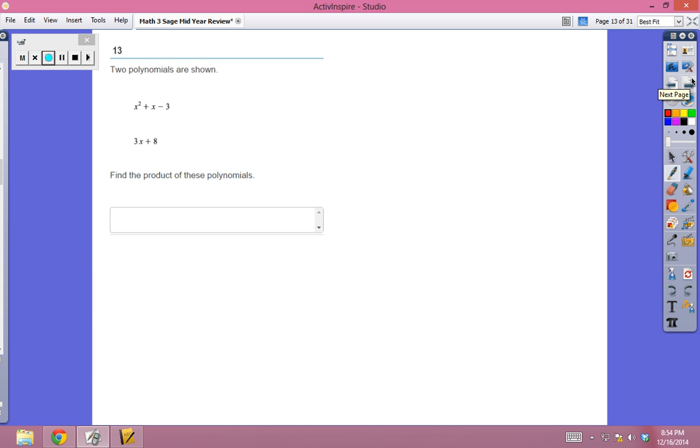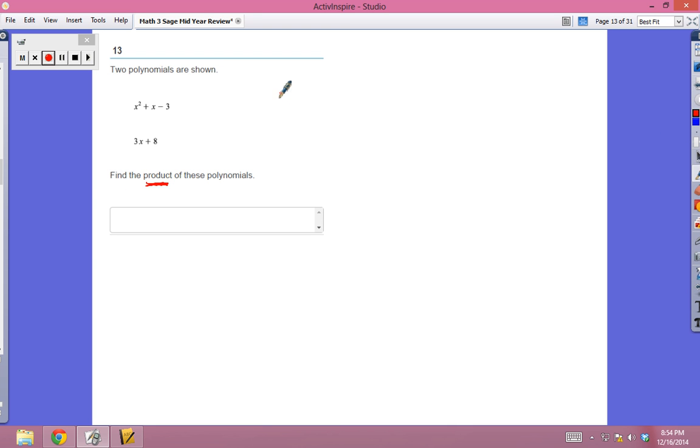Number 13. Two polynomials are shown. Find the product of these two. So that's just a multiplication problem. Take x squared plus x minus 3 and multiply it by 3x plus 8.